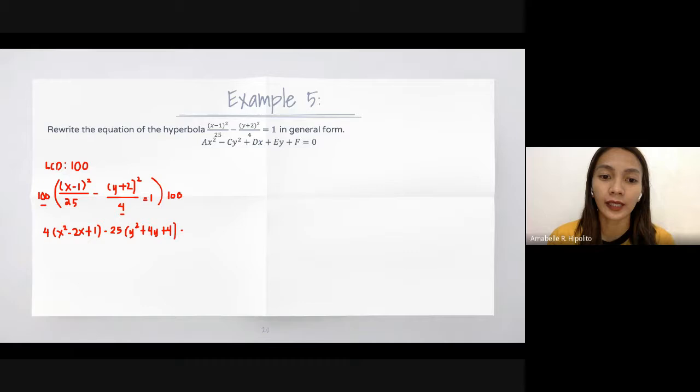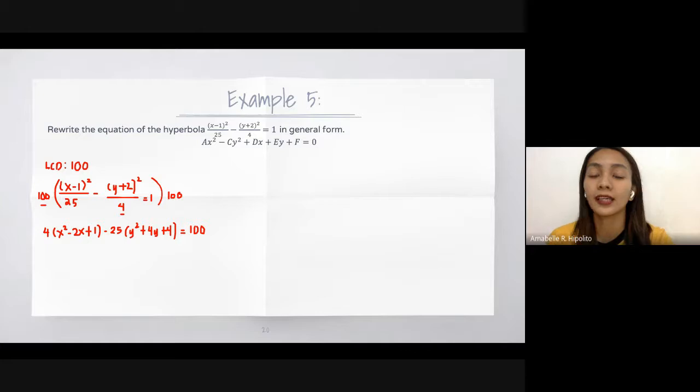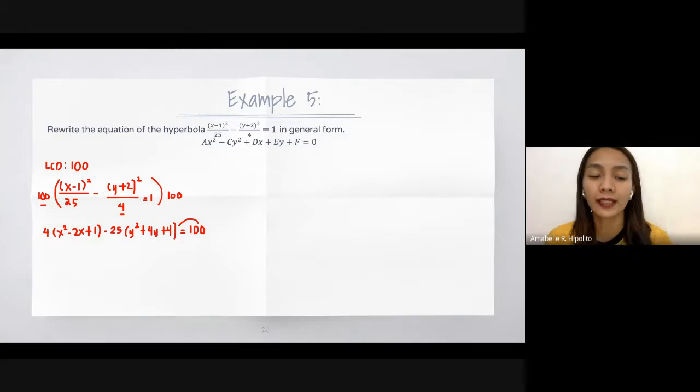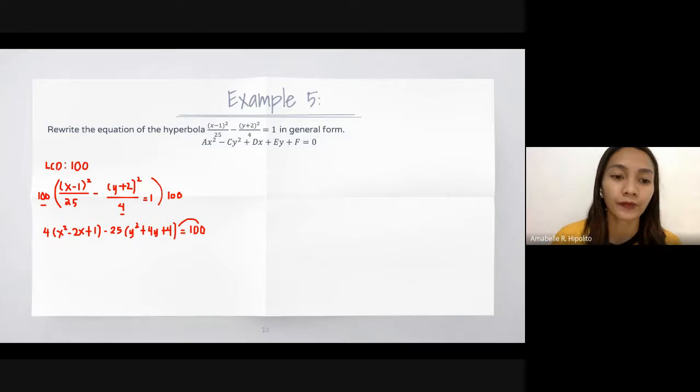Next, multiply 100 times 1, which is of course 100. Since it is the general form, the right side should be equal to 0. So we are going to transpose 100 to the left side, so that the right side becomes 0. And then, we're going to apply the distributive property now.